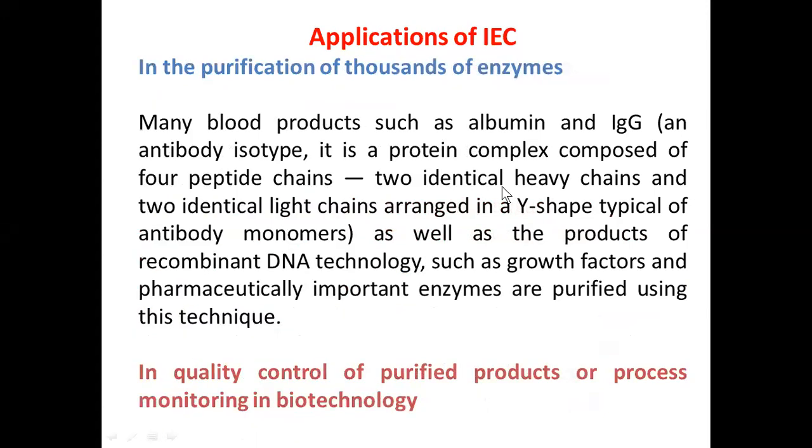So many blood samples can be subjected, especially for the separation of albumin and immunoglobulin G. You know, immunoglobulin G is an antibody isotype. It is a protein complex made by peptide chains. It has two identical heavy chains and two identical light chains, arranged in a Y shape. So immunoglobulin G is nothing but an antibody isotype, a protein complex made by two identical heavy chains of peptides and two identical light chains of peptides, arranged in a Y shape.